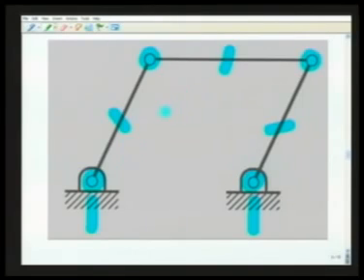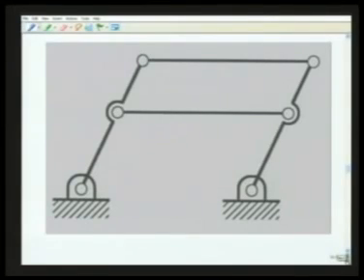Now obviously this is a 4R mechanism which has degree of freedom 1 and it can transmit motion from this link to that link. During this movement, the opposite sides always remain of the same length, so a parallelogram remains a parallelogram. So in this parallelogram linkage, if we add an extra coupler which is parallel to the original coupler, then what happens?